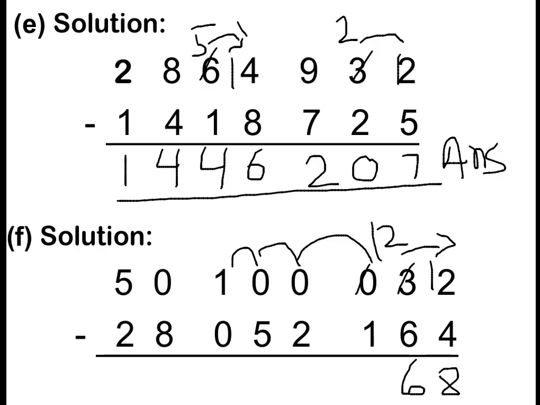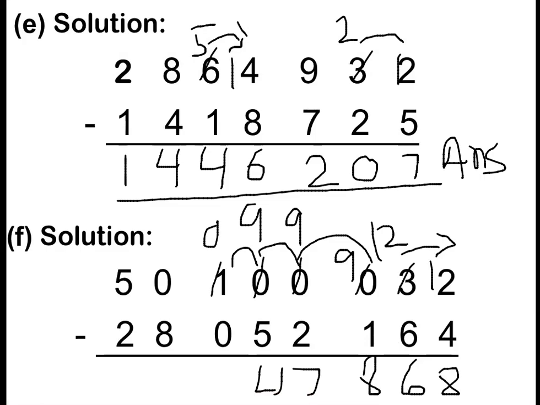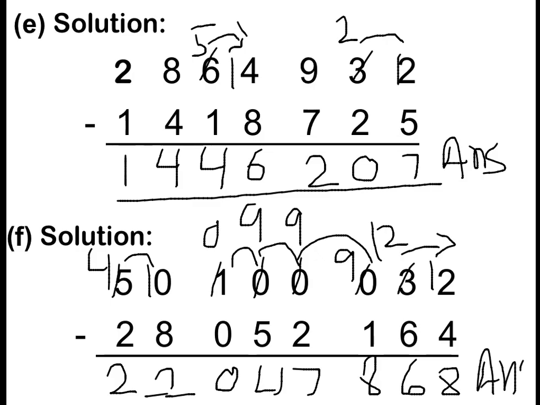Now here is 9. 9 minus 1 is equal 8. Here is also 9. 9 minus 2 is equal 7. Here is 9. 9 minus 5 is equal 4. Here is 0. 0 minus 0 is equal 0. Take carry. 10. 10 minus 8 is equal 2. Here is 4. 4 minus 2 is equal 2. This is the answer, and answer is 22,047,868. Understand?